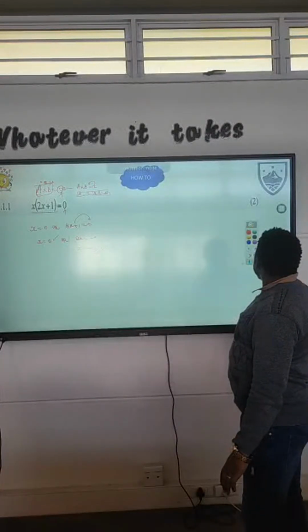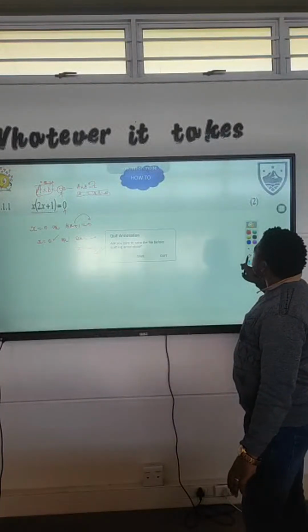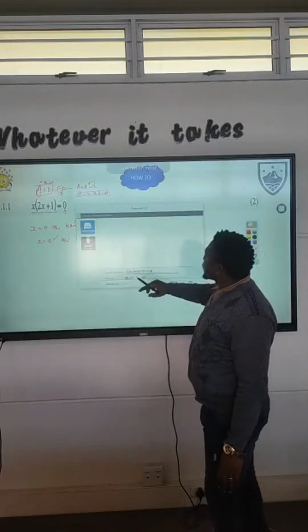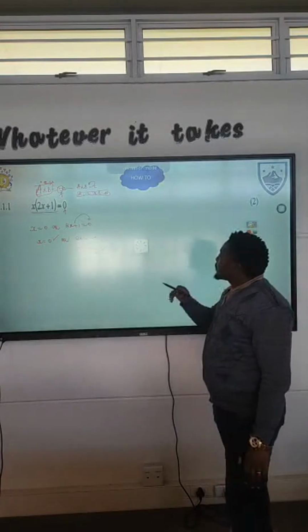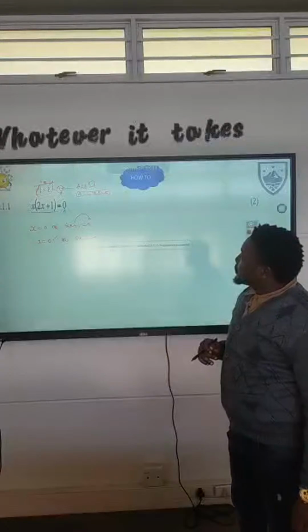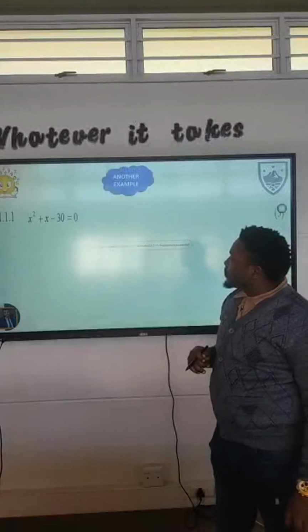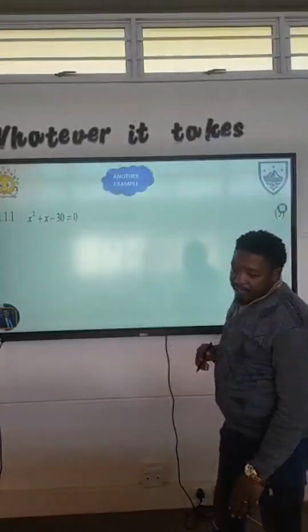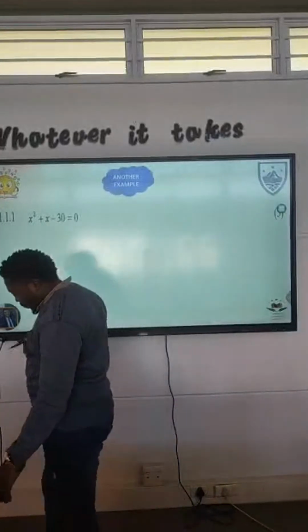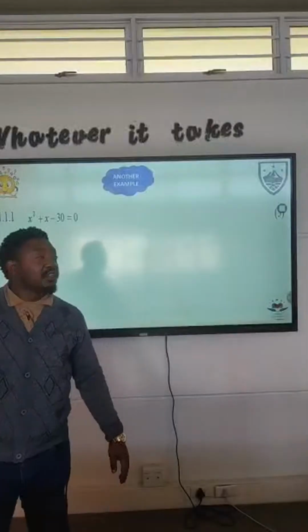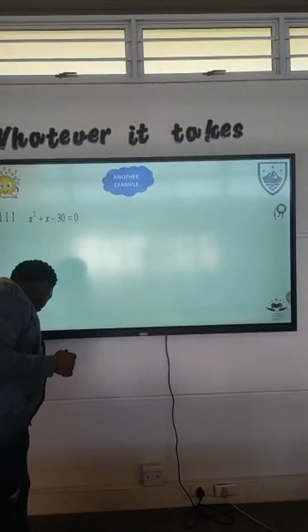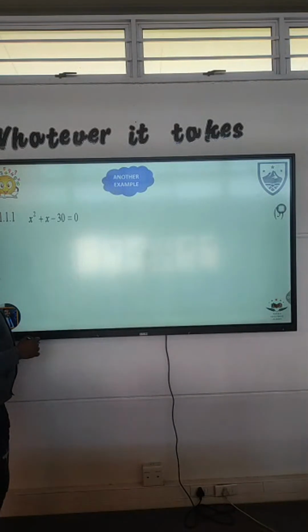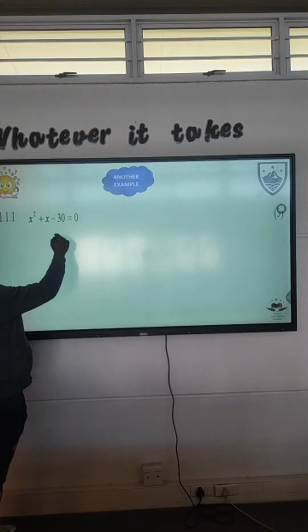If we move on to another example, let's close this one, save this for later. I'll try to also improve my handwriting. Now let's look at this one. This one is not factorized. We're still solving for x, so it means that we have to factorize for ourselves. And remember, you need to know how to factorize in grade 12.